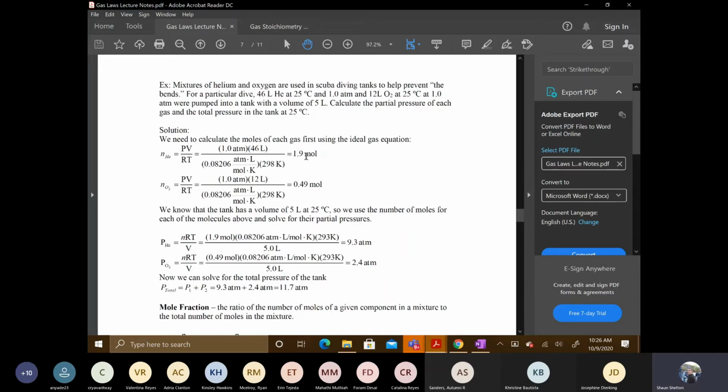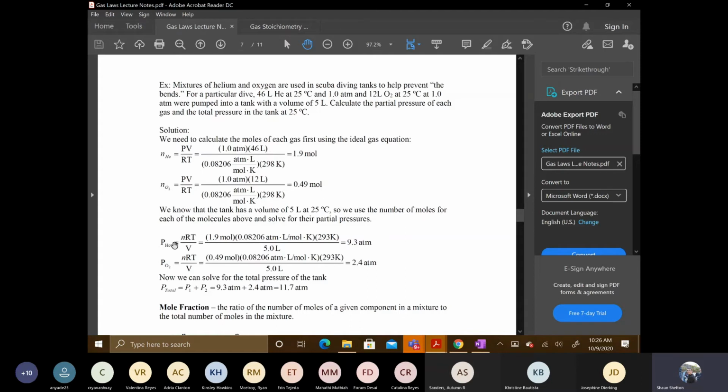All right, great. So now let's do that for oxygen. Oxygen is at 12 liters. Notice that these three stay constant, but the volume changes. So we just change out the 46 to 12. We go through the calculation of 1 times 12 divided by the bottom, and we get 0.49 moles of oxygen gas. I told you a minute ago that we need the moles of the individual gases so we can figure out the partial pressures. So we've got our moles.